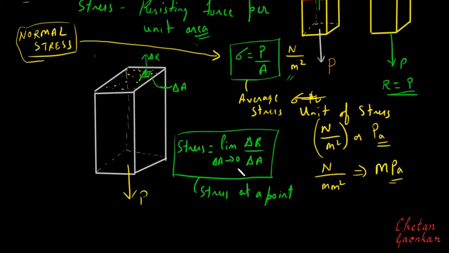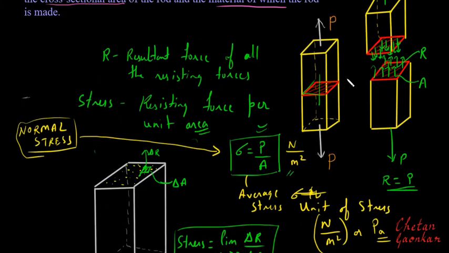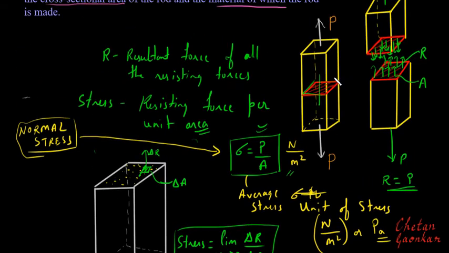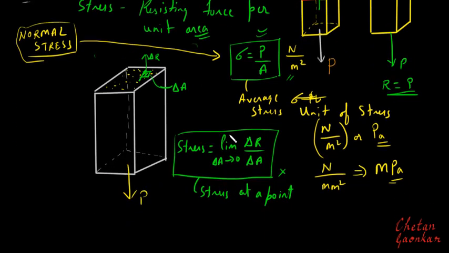So this is the actual expression, that is stress at a point, but we won't be using this expression in this course, that is mechanics of solid, very frequently. But the expression which we'll be using is this. So this is the expression which we'll be using very frequently to calculate normal stress. So sigma equal to P by A is the expression which we'll be using to calculate normal stress in this course. All right, so this was all about normal stress or stress at a point.